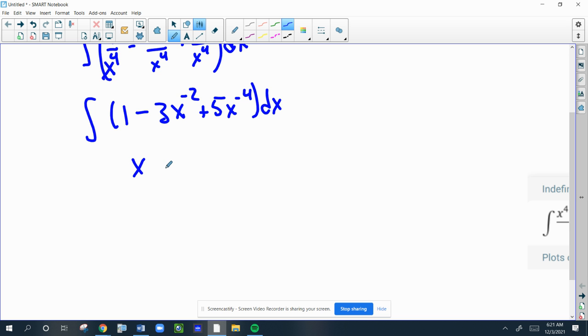The integral of 3x to the negative second would be: add 1 to the exponent, multiply by the reciprocal, or negative 1. So that would be negative 3 times a negative 1. The last term, add 1 to the exponent, multiply by negative 1/3. So now this is minus 5/3.